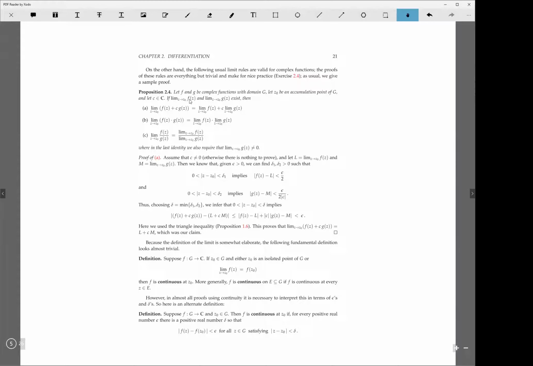Here are some limit properties, and these are similar to limit properties that you would find in regular calculus. Here is the definition of continuous. Basically, the main part is just this sentence right here. So don't worry about this other thing, isolated points and all that. Those are just handling the technicalities mathematicians like to do.